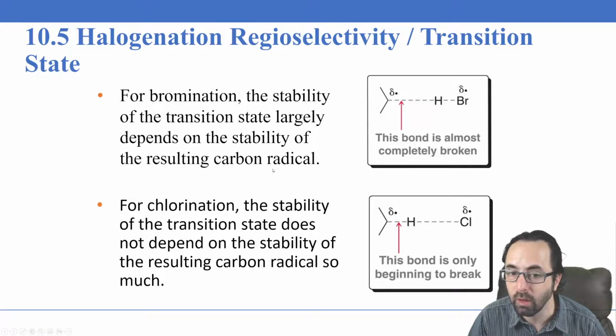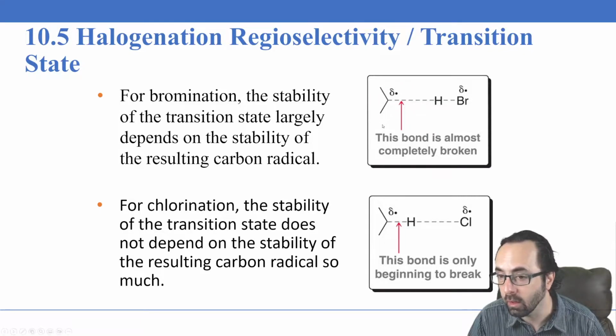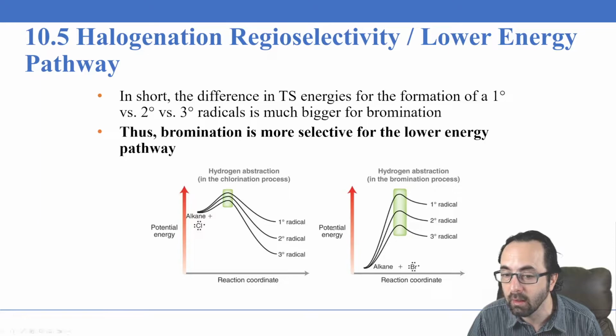For the bromination, the stability of the transition state largely depends on the stability of the resulting radical, secondary being much more stable than primary. For the chlorination, the stability of the transition state does not really depend much on whether it's primary or secondary, because it's hardly a radical once it reaches the transition state. It's just barely starting to break this bond. And so that contributes to the regioselectivity of this change.